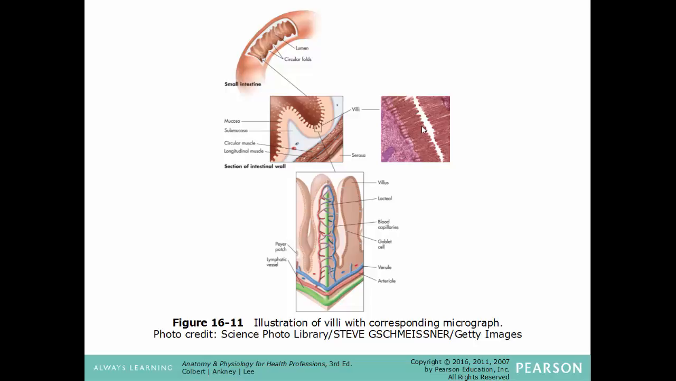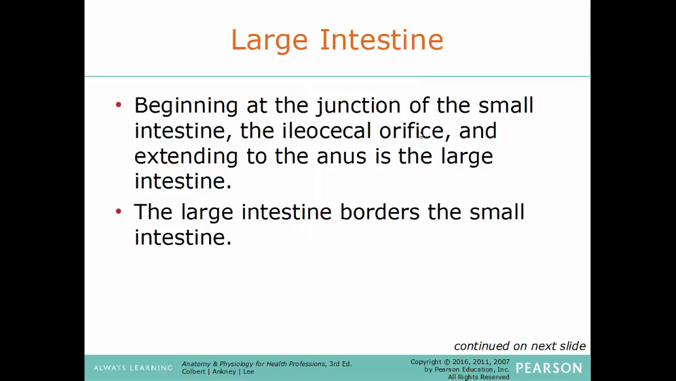And this is how they would actually look. This has a very velvet-like appearance, very velvety touch to them. Alright, now move on to the large intestine. This will begin at the ileocecal orifice, which connects the small intestine to the large intestine, and will continue on through the anus. And of course the large intestine will border the small intestine.